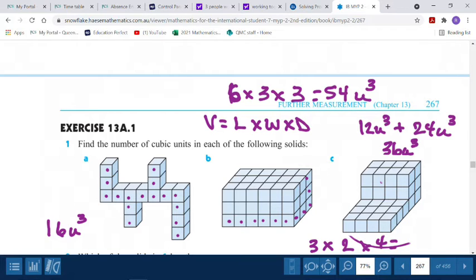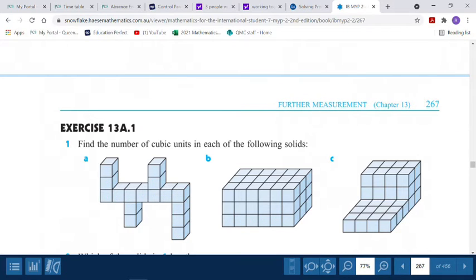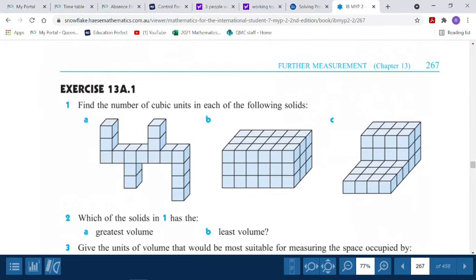Okay. So, let's look at the next part of this question. We've found the volumes of all of them. Which one of these has the greatest volume? The middle? Yeah, B did. The least volume? The first one. The first one, A. Okay?